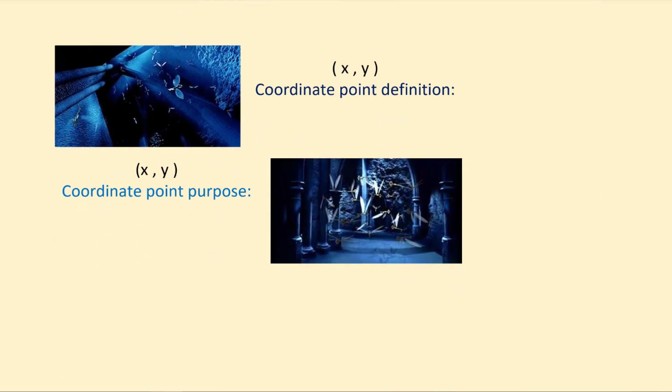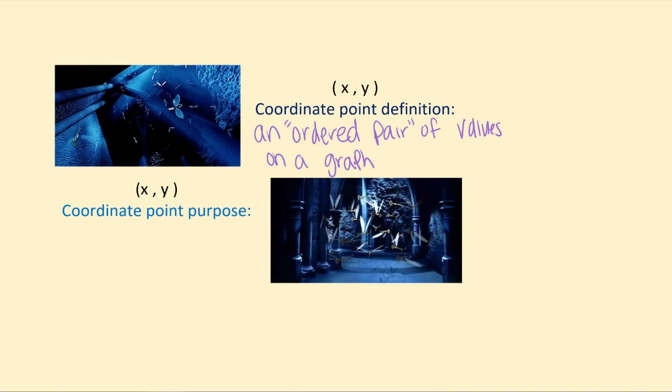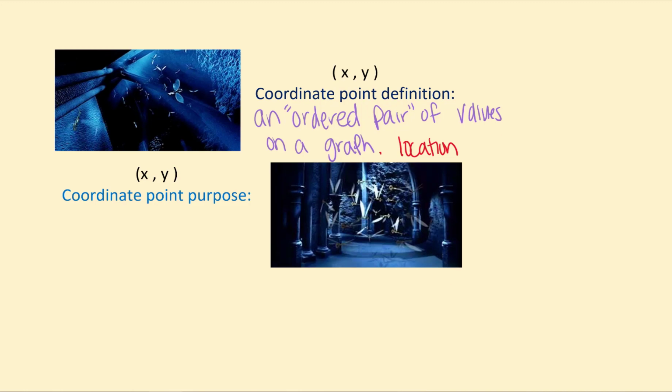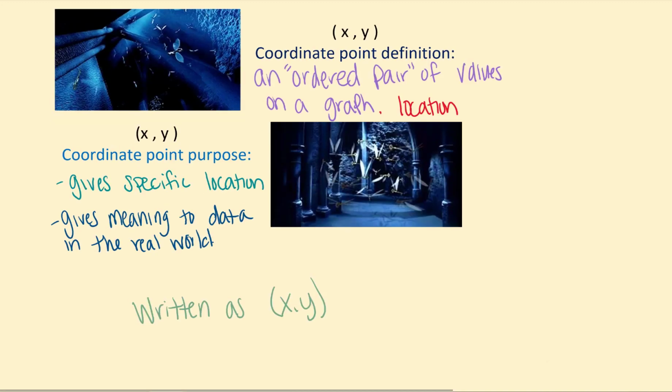Alright, so the first thing that we need to talk about is the definition of a coordinate point. A coordinate point is just an ordered pair of values on a graph. We can also call it a location. The purpose of the coordinate point is that it gives a specific location on a graph, and it gives meaning to the data in the real world. We write it as x comma y, where x moves our graph to the left and right, and y moves our graph up and down.